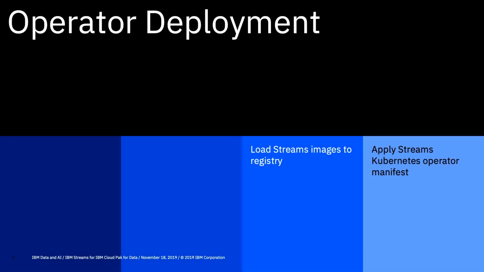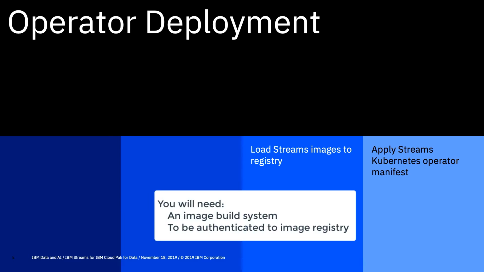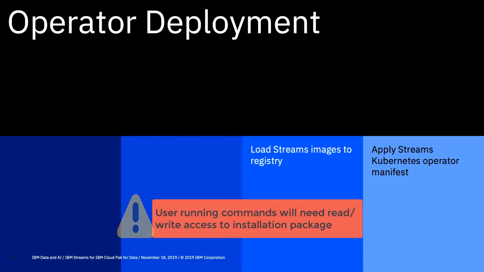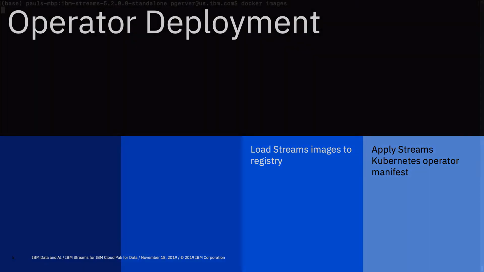For the next step, we'll need to load the Streams images to an image registry so they can be accessible to the container orchestration environment. This step will require an image build system with Docker and be authenticated to the image registry. Before we begin, it is important to note that the user running the command has read-write access to the installation package. If not, users may have to perform the steps in the scripts manually.